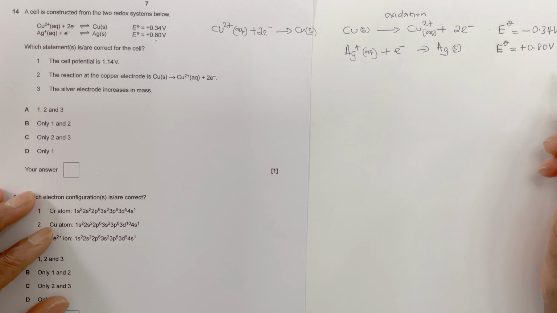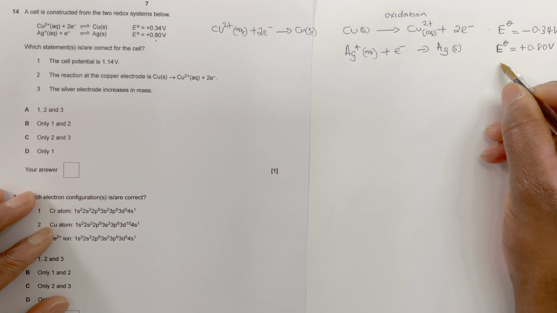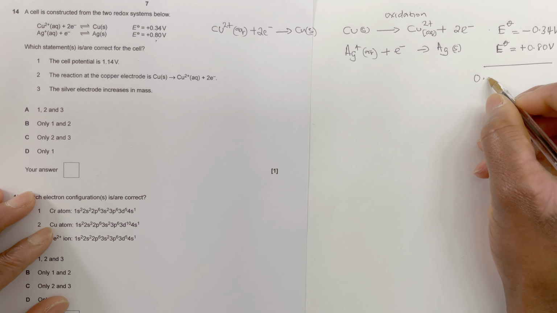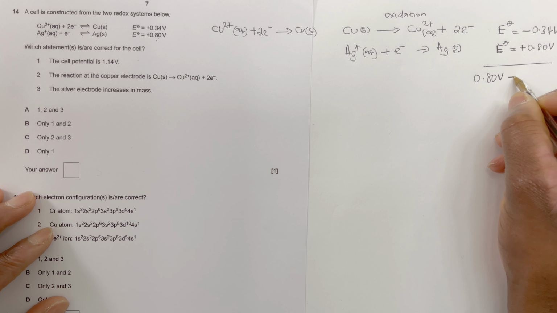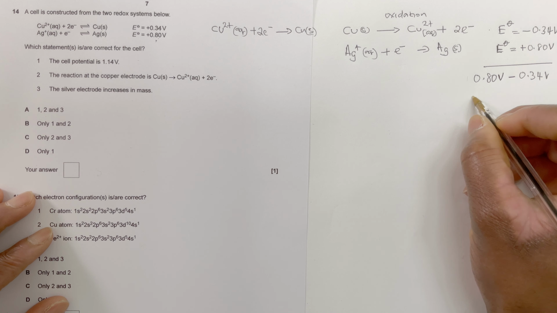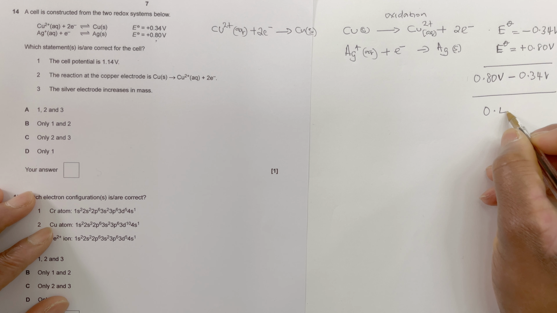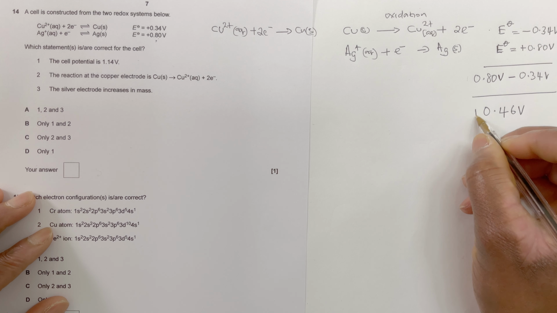And so in that case, what we then do is add them together. You have to draw a line, and you add them together, so you get 0.8 volts minus 0.34 volts, and that will give you an overall value of 0.46 volts. So that's plus 0.46 volts.